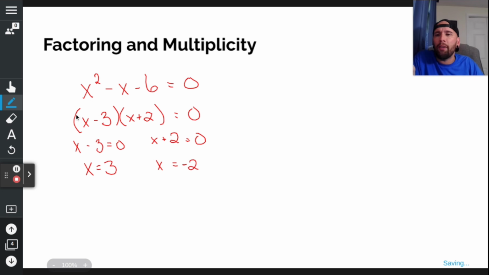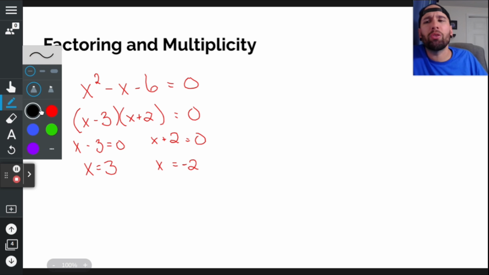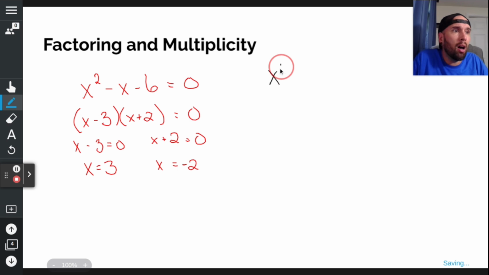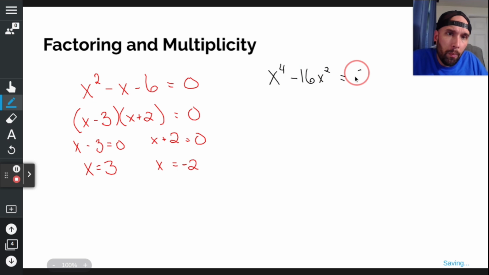If I were to throw like a 5 in front of here, then I would add 3 and divide by 5 and I'd have a fraction, not the end of the world. That's not what I'm really focusing on here. We need to know how to factor. Hopefully in AP Precalculus, you already know how to factor. But what if I give you something that's a little bit more crazy than a quadratic? Like, what if I ask you to find the zeros of this guy? x to the 4th minus 16x squared equals 0.